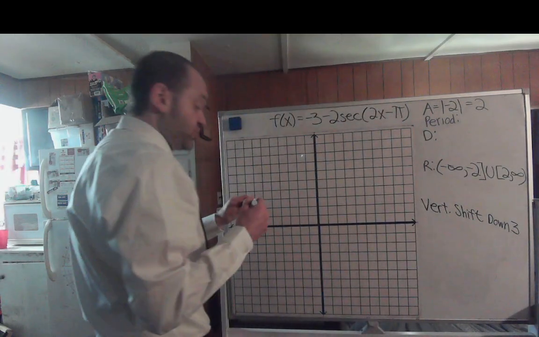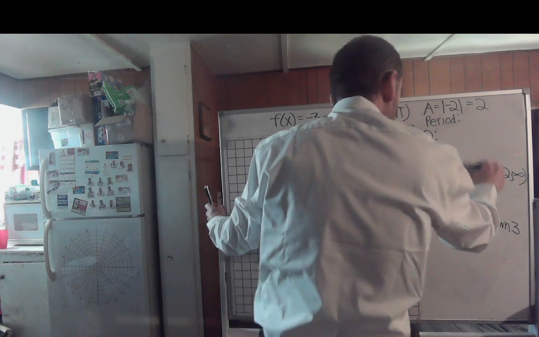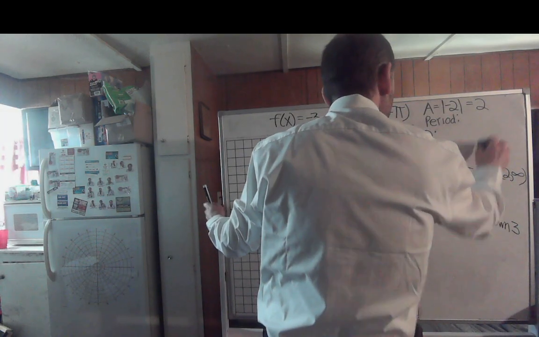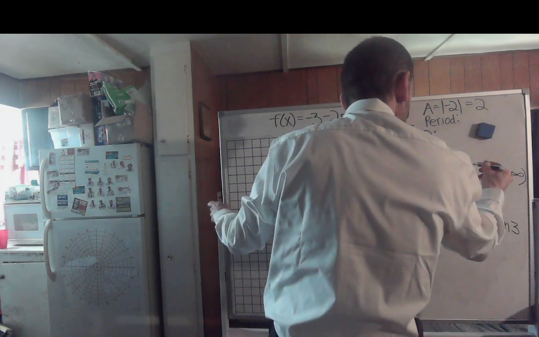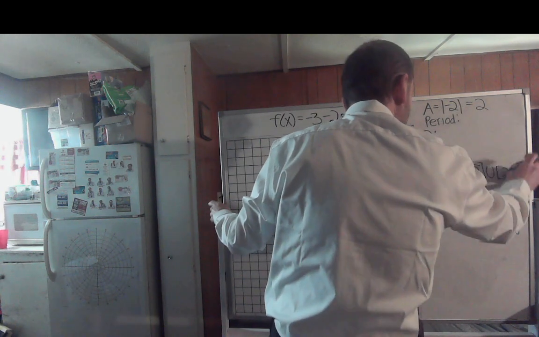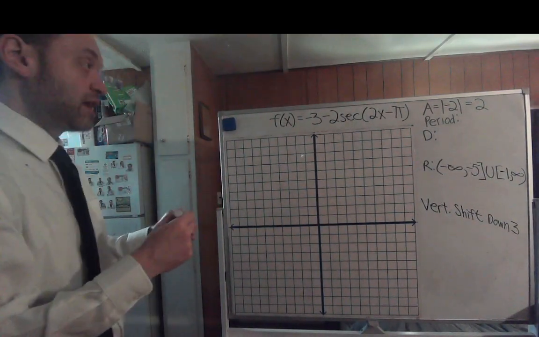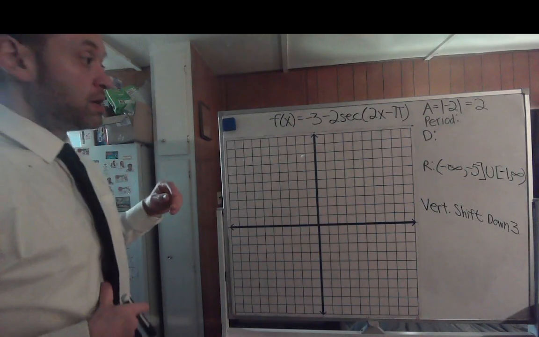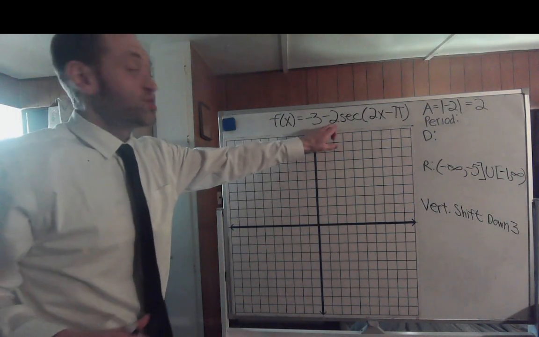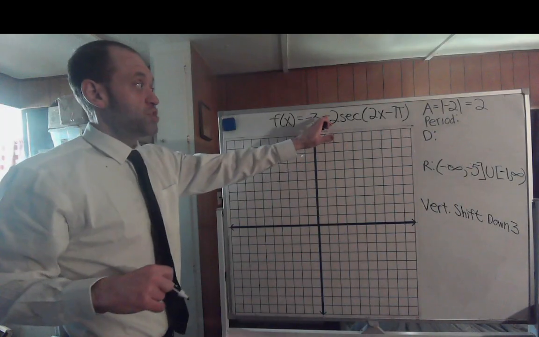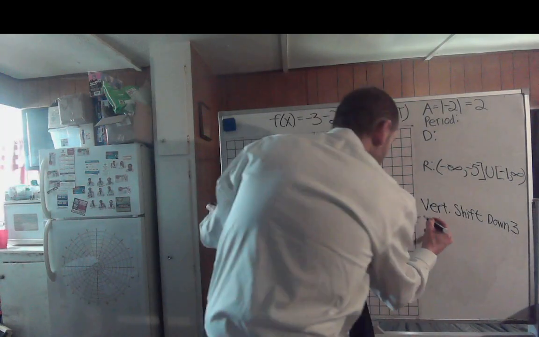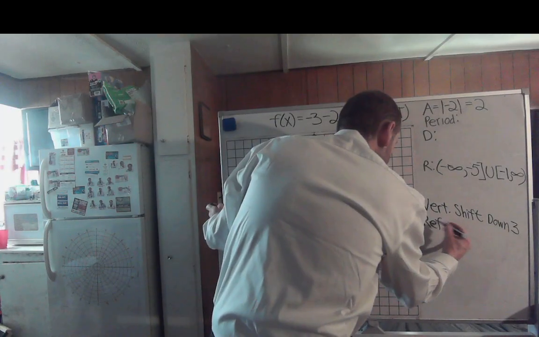So that changes our range again. If you subtract 3 from the members of the range, you'll actually end up from negative infinity to negative 5 in union with negative 1 to infinity. So that just affected our range. We definitely have a reflection in the x-axis, right? Because you have a negative on the secant. So we have a reflection in the x-axis.